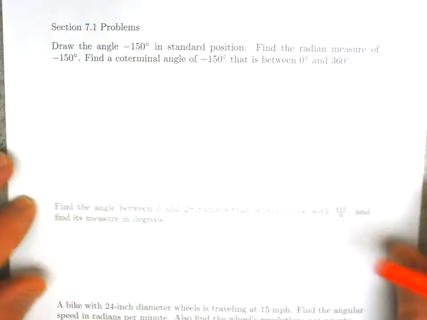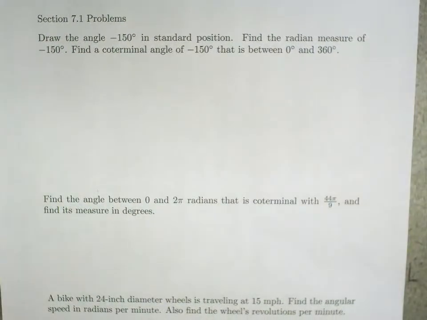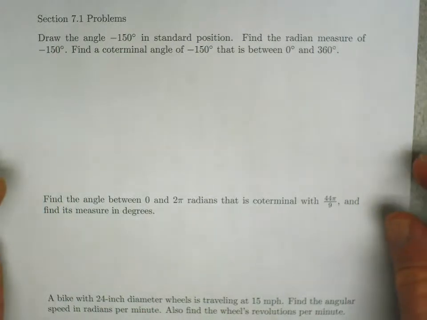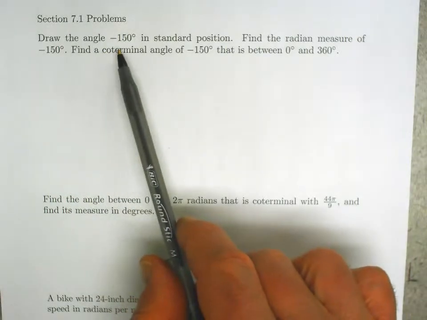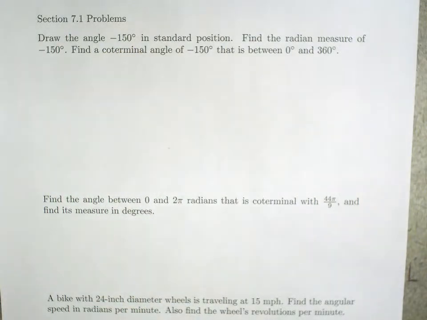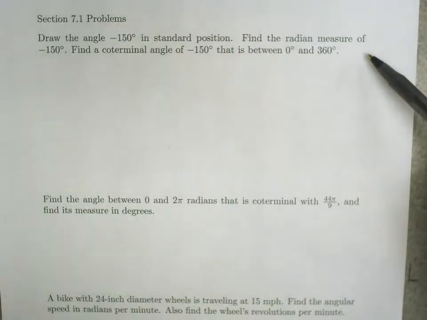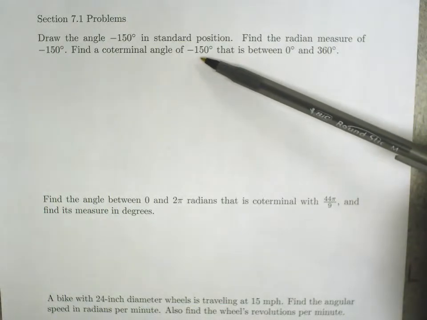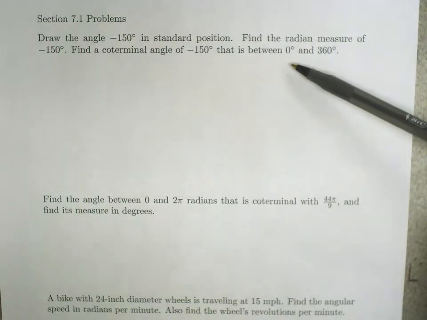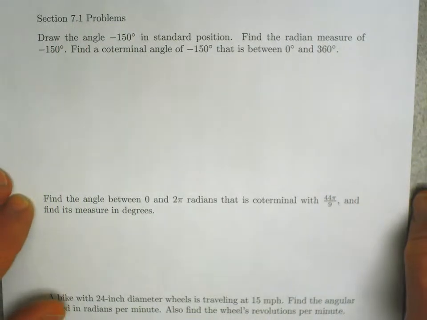Okay, in the remaining minutes, we'll just do some review problems from what we've covered already today until time runs out. We have about 8 minutes left. So in this one, draw the angle negative 150 degrees in standard position. Find the radian measure of negative 150 degrees. And then thirdly, find a coterminal angle of negative 150 degrees that is between 0 degrees and 360 degrees.